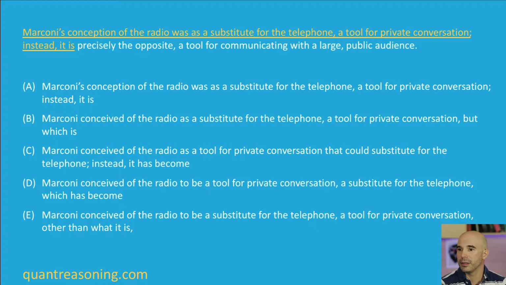Now, I'm getting a really good message there from Vivek in the chat. You're right, a conception can't be a substitute for a telephone. And that eliminates A. Marconi's conception of the radio was a substitute for the telephone. A conception can't be a substitute for a telephone because those are not things that are comparable. So you're right, Vivek. A is illogical for that reason, and we can eliminate it for that reason. Now, we're down to B, C, and E.